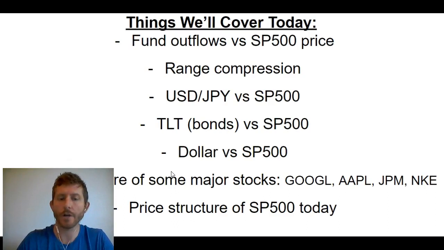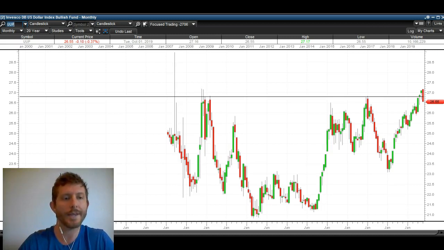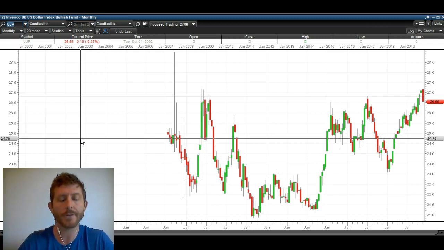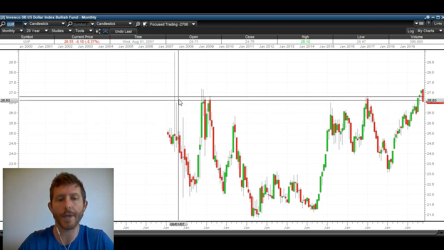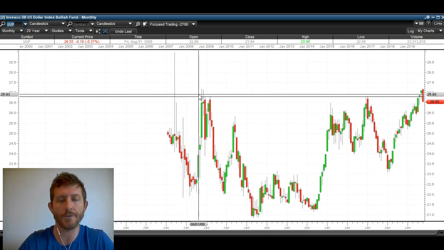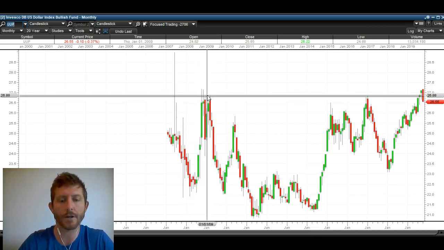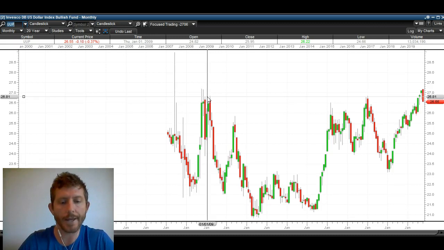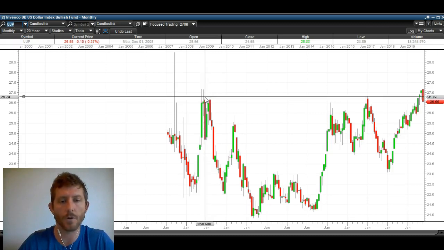And the next thing we're going to cover here is the dollar. Just the dollar, not the dollar in JPY. The dollar versus the S&P 500. Let's take a look at the chart. All right, so this is UUP, and this is the dollar index fund. Okay, it tracks the dollar. So the last time, or the last several times, we came up to this resistance, as you can see right here, this is again December or November through January of 2008, 2009.